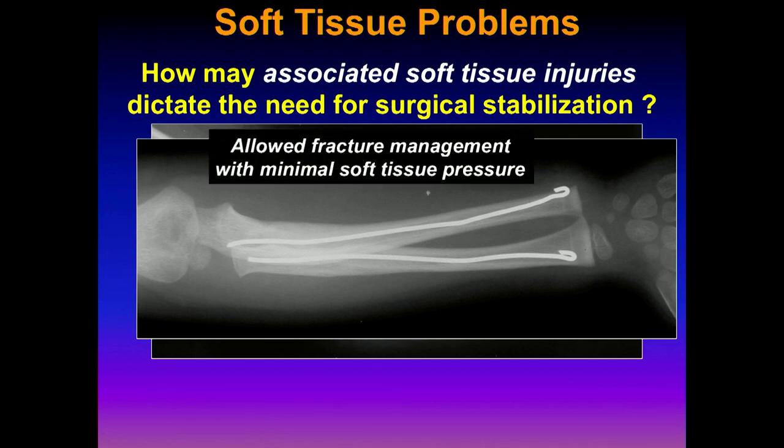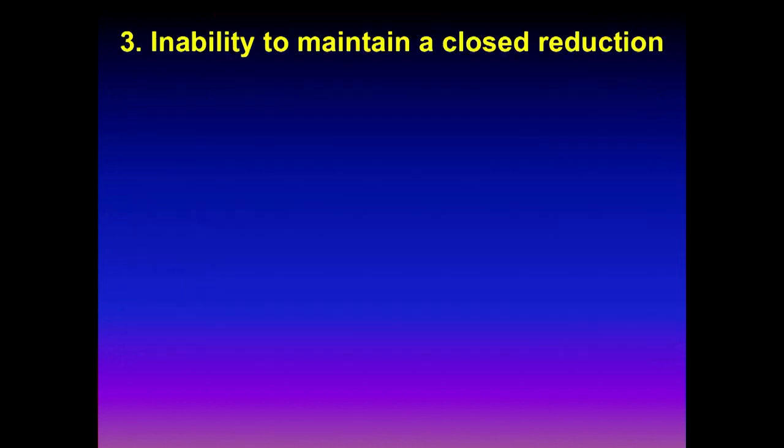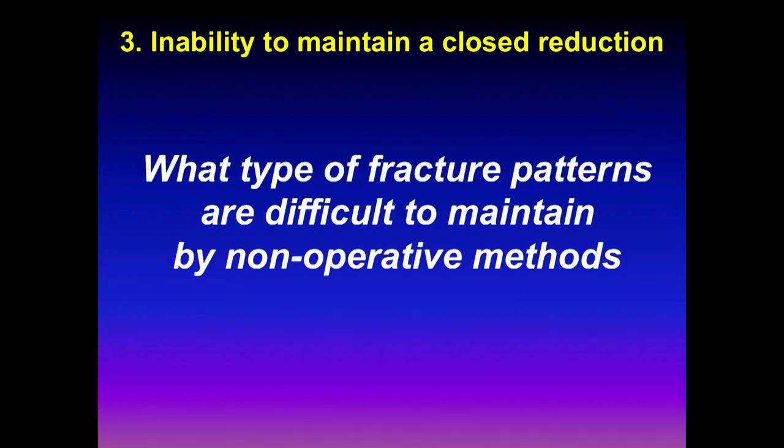That's before we had the commercially available intramedullary nails. We used K-wires, and they still work very well. Now, inability to maintain a closed reduction. Which types of fractures are difficult to maintain by non-operative methods?